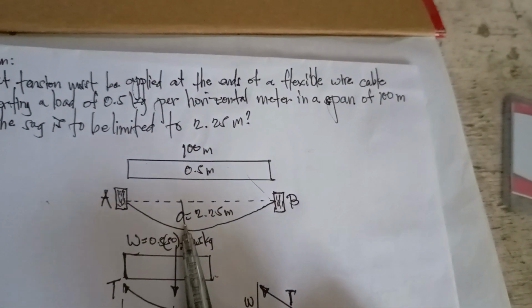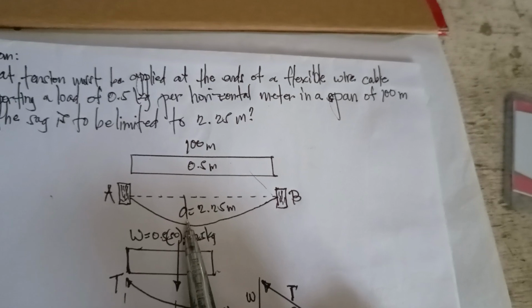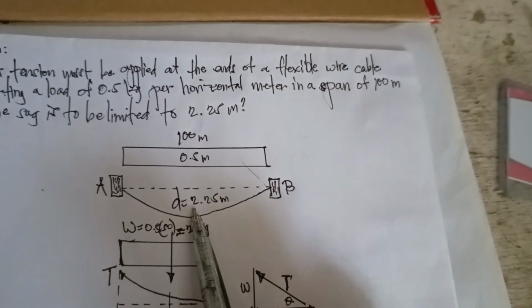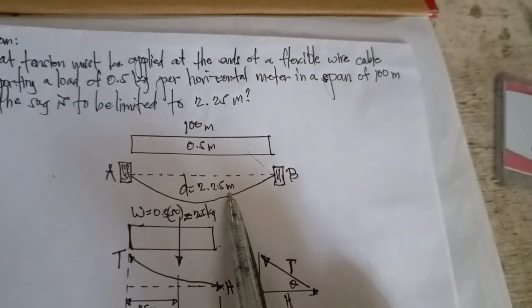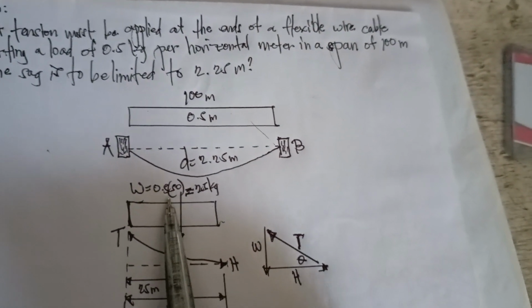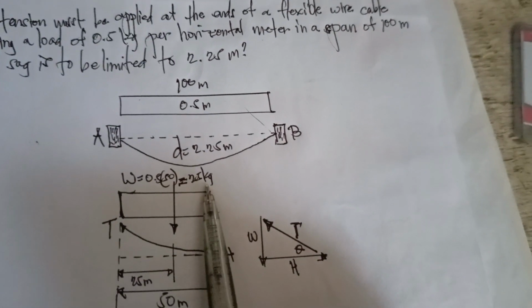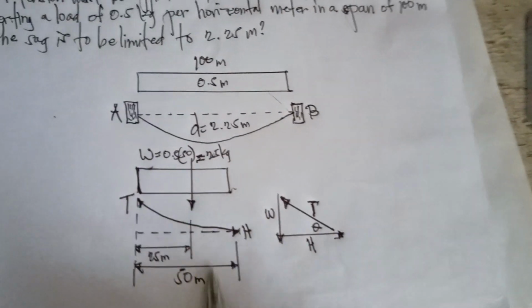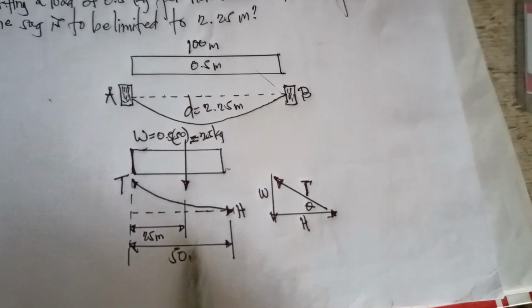The sag is 2.25 meters. The load at mid-span is 0.5 times 50, which is 25 kilogram. This is at mid-span, so the half span is 50 meters.